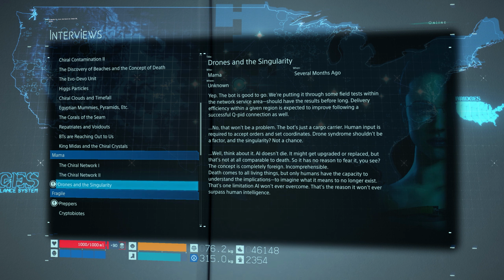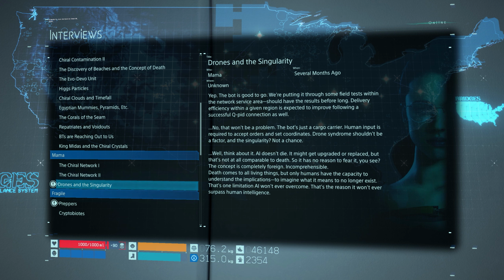This is, again, several months ago and at an unknown location. Drones and the Singularity. Yep, the bot is good to go. We put it through some field tests within the network service area and should have the results before long. Delivery efficiency within a given region is expected to improve following a successful Cupid connection as well. No, that won't be a problem. The bot's just a cargo carrier. Human input is required to accept orders and set coordinates. Drone syndrome shouldn't be a factor, and the Singularity, not a chance.